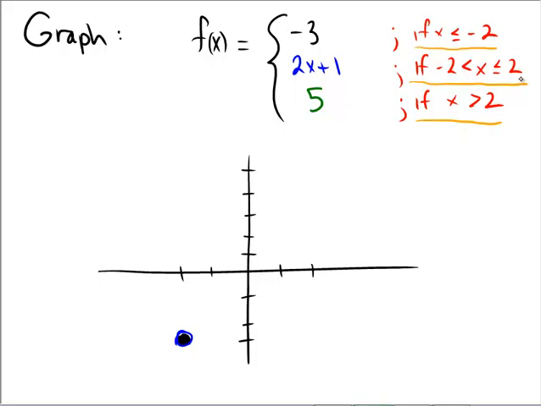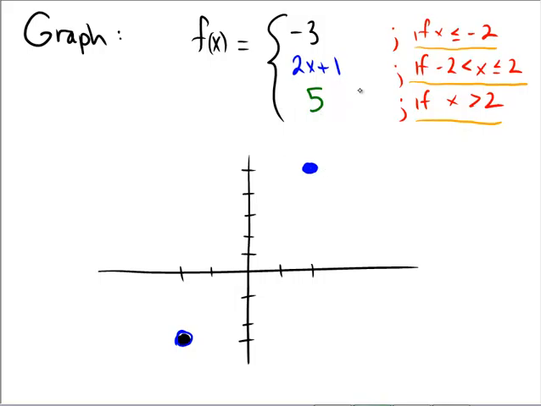How about the number 2? Well, let's see. 2 times 2 is 4, and 4 plus 1 is 5. So I'm going to go to 2, 5. And there I'm going to draw a dot, but that one's solid because of the less than or equal to part. So those two are from the blue part in the middle.